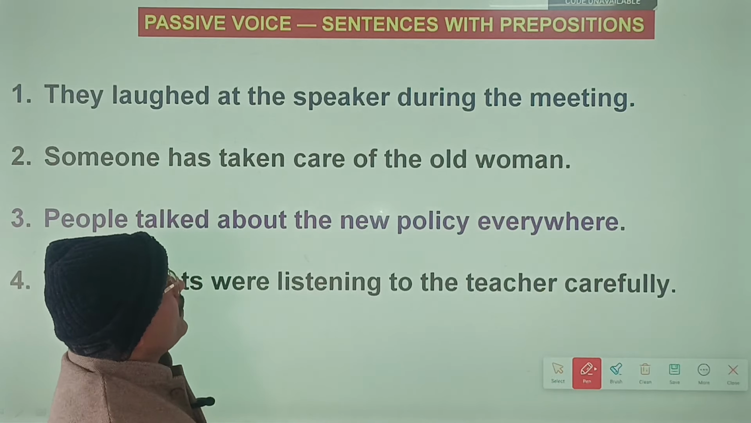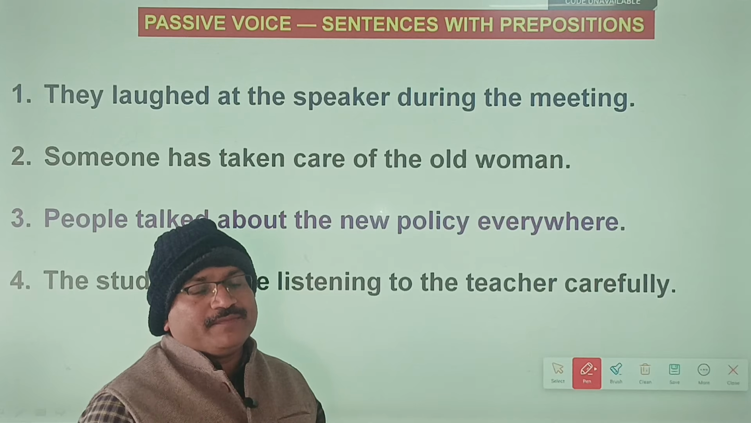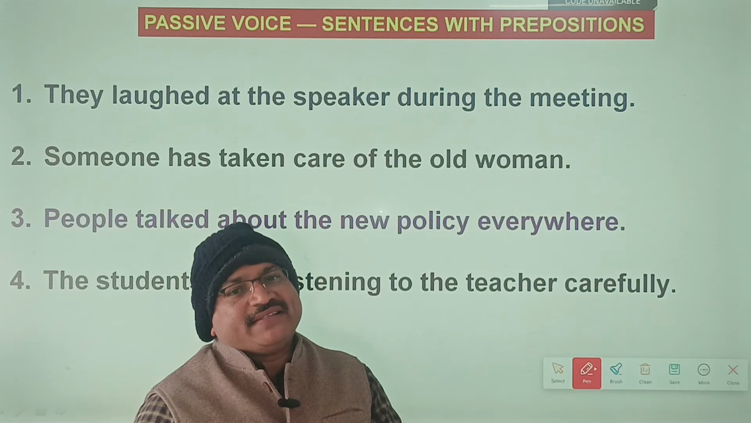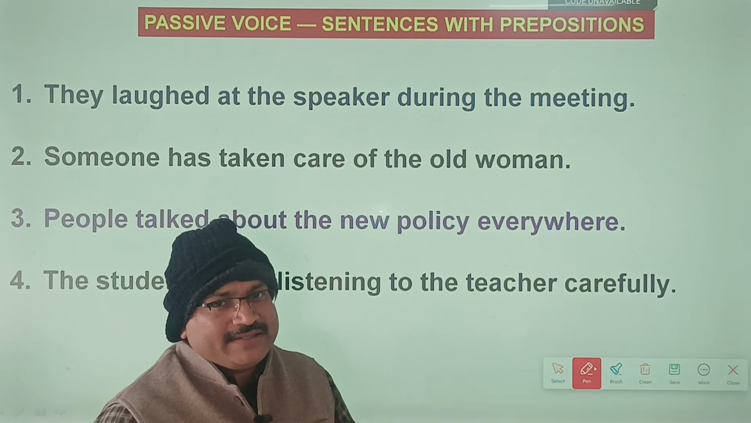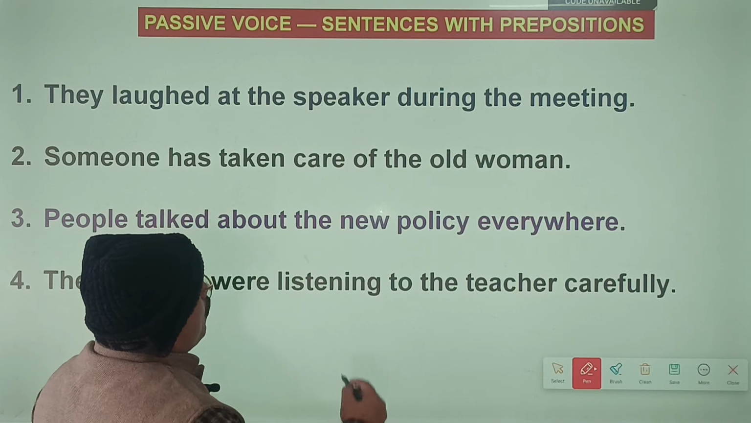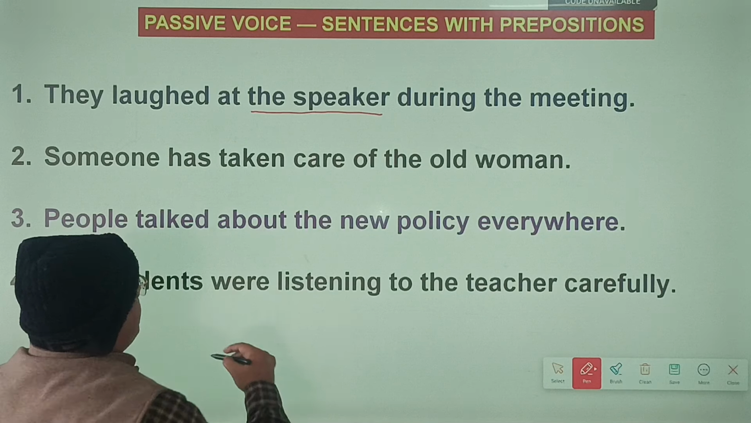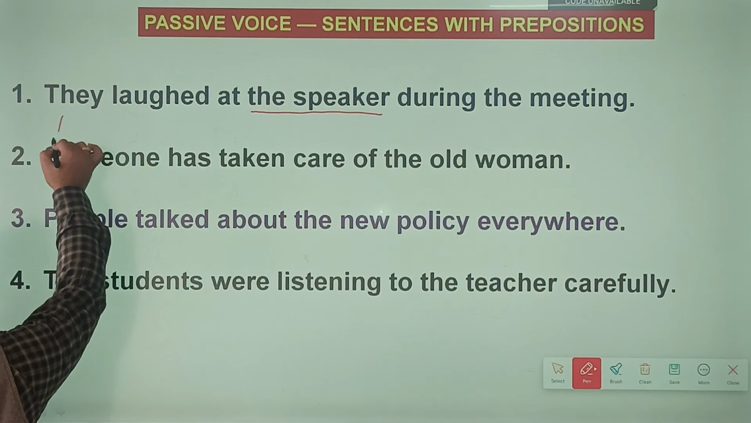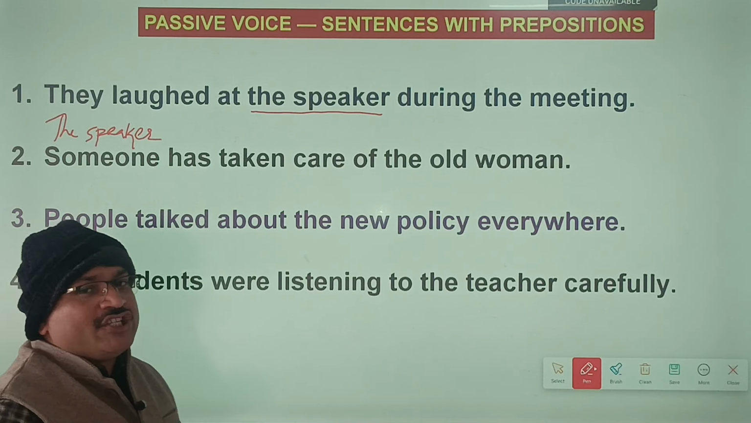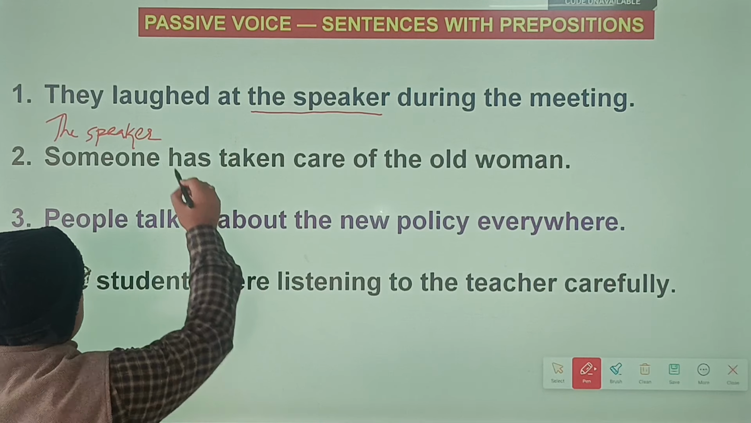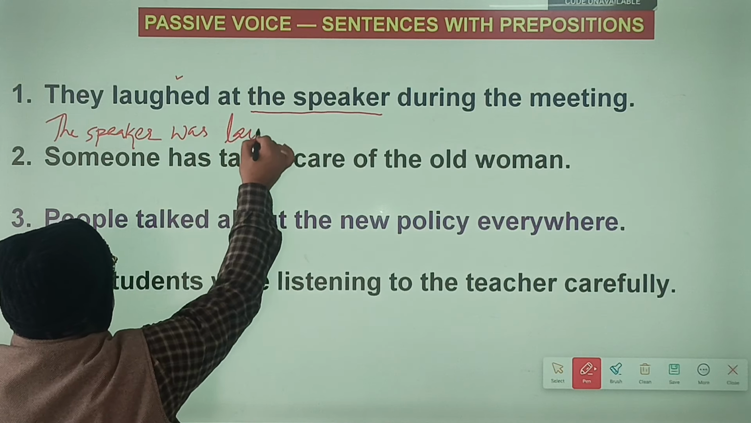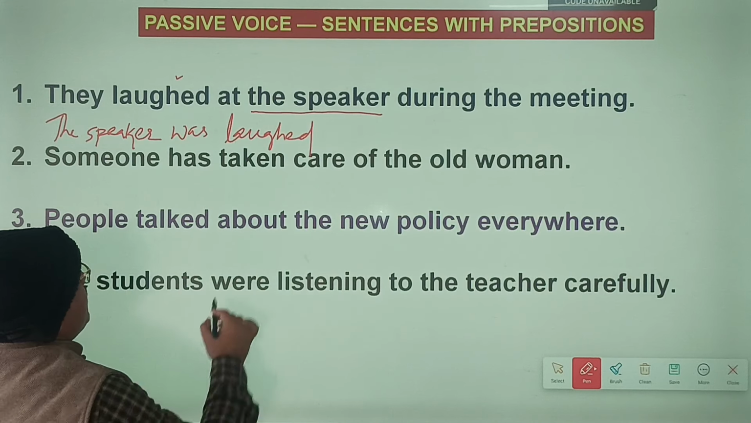Friends, now we have sentences with prepositions. How to change a sentence with a preposition into passive voice. Let us see. They laughed at the speaker during the meeting. What is the object here? The speaker. So the object will come first. The speaker. What is the tense? Simple past. Remember was where? The speaker was. Singular was. Now the verb is what? Laughed. Third form, past participle, laughed at.